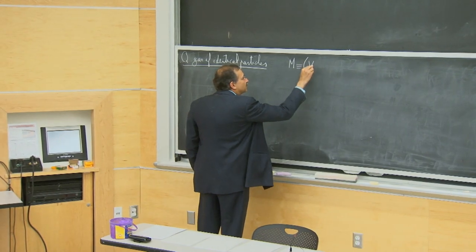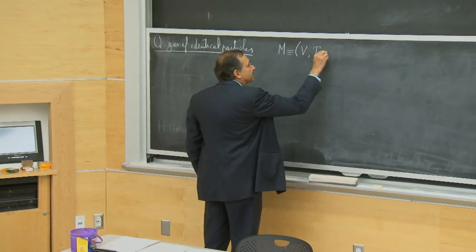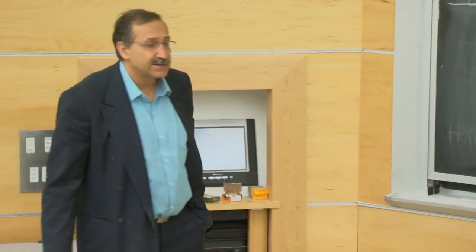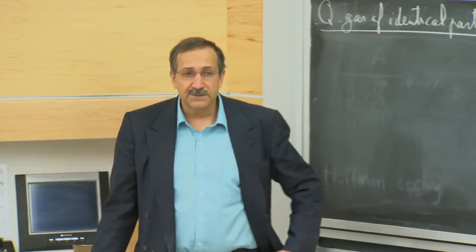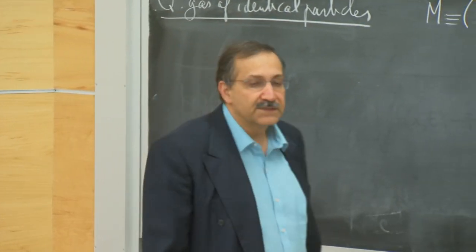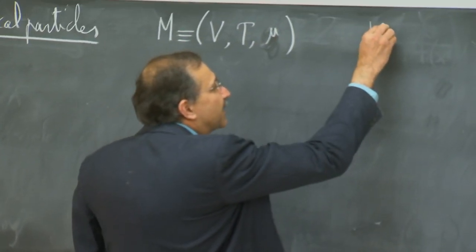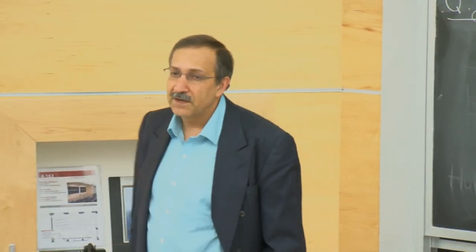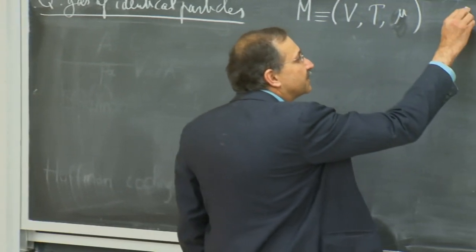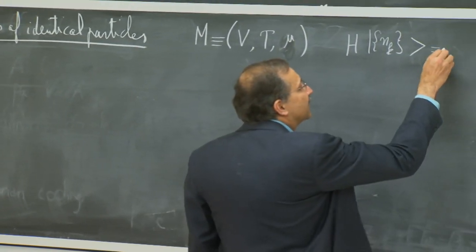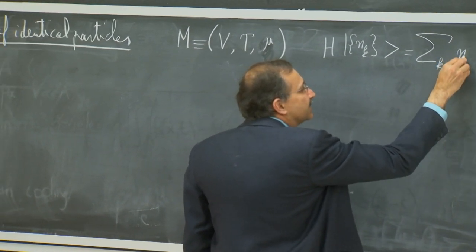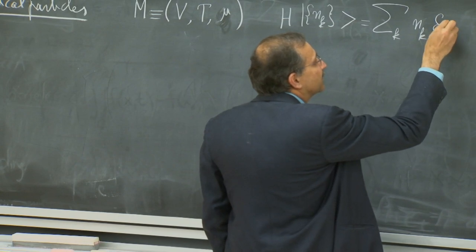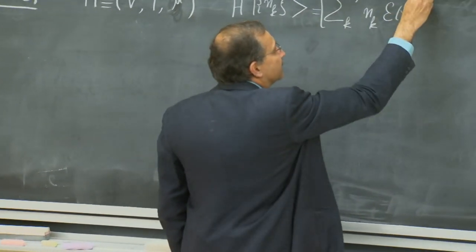We looked at the macro state where the volume of the box, the temperature, were given as well as the chemical potential. So rather than looking at a fixed number of particles, we were looking at the grand canonical prescription where the chemical potential was specified. He said that when we have a system of non-interacting particles, we can construct a many-body state based on occupation of single particle states, such that the action of the Hamiltonian on this will give me a sum over all single particle states, the occupation number of that single particle state times the energy of that single particle state, and then the state back.